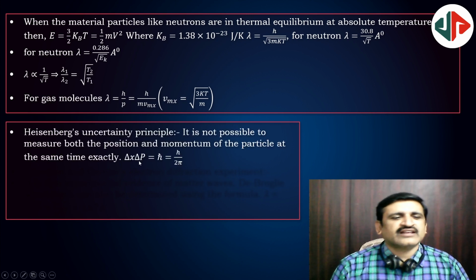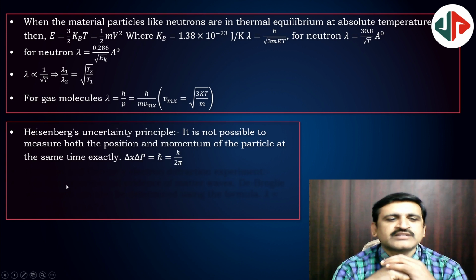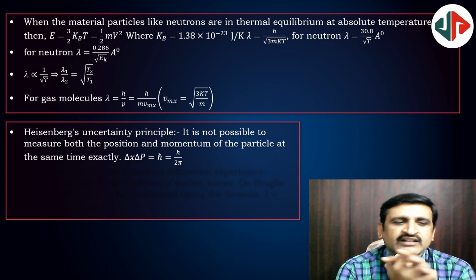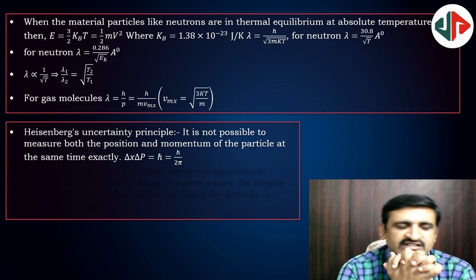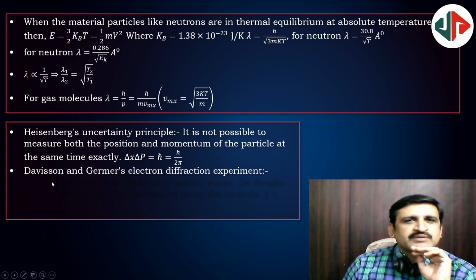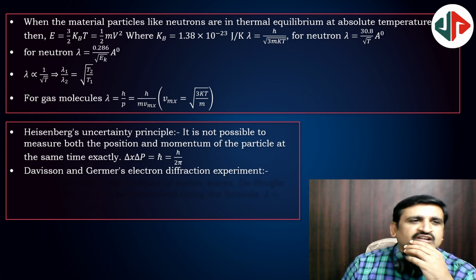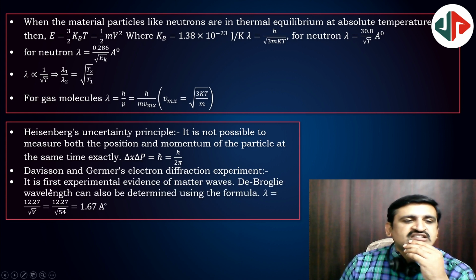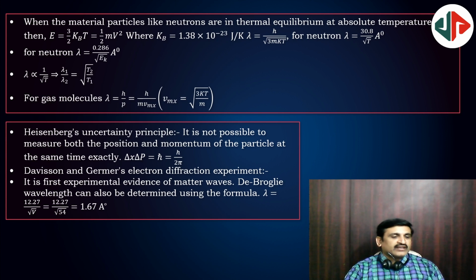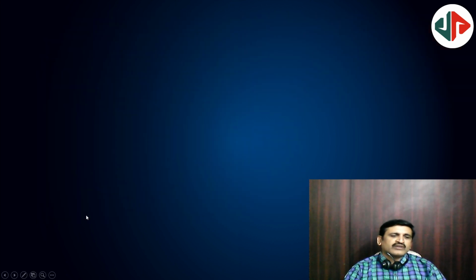The basic one is single. Next, Heisenberg's uncertainty principle. What is that? It is not possible to measure both position and momentum of a particle at the same time exactly. Delta x into delta p is equal to h cross, which is nothing but h by 2 pi. The Davisson and Germer experiment gives the evidence for de Broglie's hypothesis, the first experimental evidence of matter waves. So de Broglie wavelength can also be determined using the formula lambda equal to 1.22 by root V nanometers, and by accelerating electrons through 54 volts, you get 1.67.